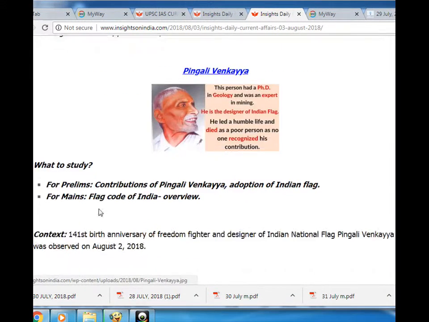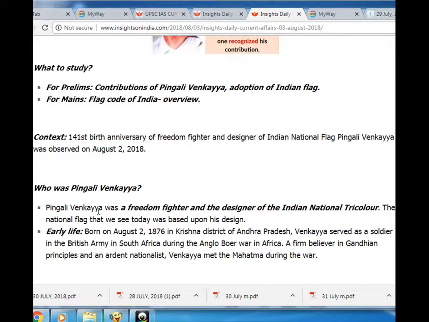Overview. Context: 141st birth anniversary of freedom fighter and designer of Indian national flag Pingali Venkayya was observed on August 2, 2018. Who was Pingali Venkayya? Pingali Venkayya was a freedom fighter and the designer of the Indian national tricolor. The national flag that we see today was based upon his design.